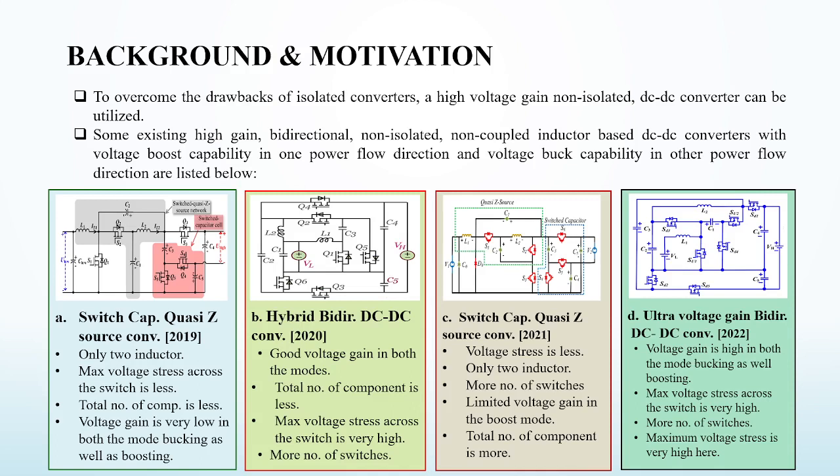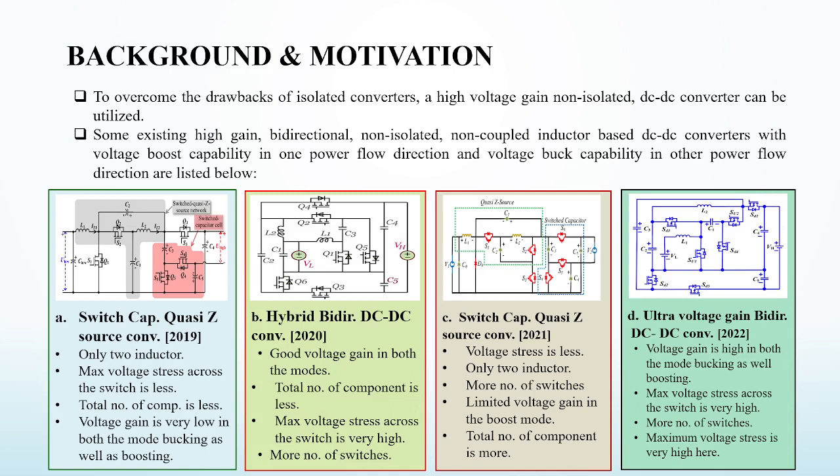In topology A, voltage stress across the switches is less, and the total number of components is less here. Sorry, voltage gain is very low here in both bucking as well as boosting mode in topology A. And topology B was published in 2020, and has good voltage gain in both buck as well as boost mode. The total number of components is less, but the maximum voltage stress across the switches is very high. And the author has used a very large number of switches to develop this topology.